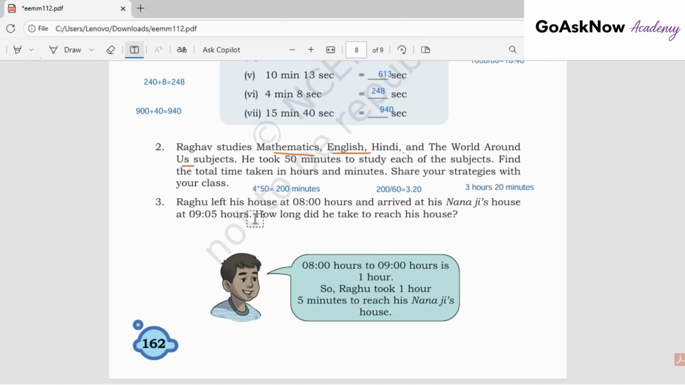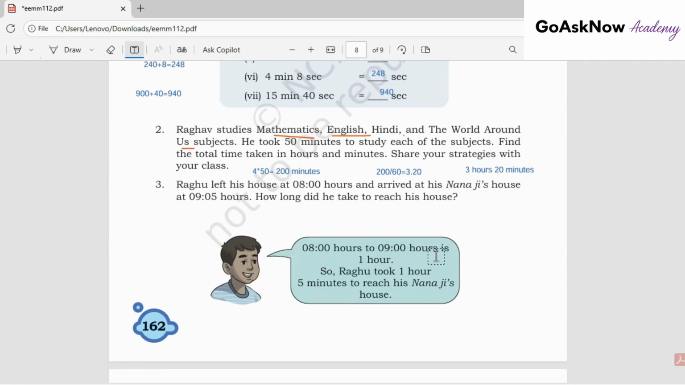Next, Raghav left his house at 8 hours and arrived at his Nanaji's house at 9 hours. How long did he take to reach his Nana's house? Here, from 8 hours to 9 hours is 1 hour. So Raghav took 1 hour 5 minutes to reach his Nana's house.